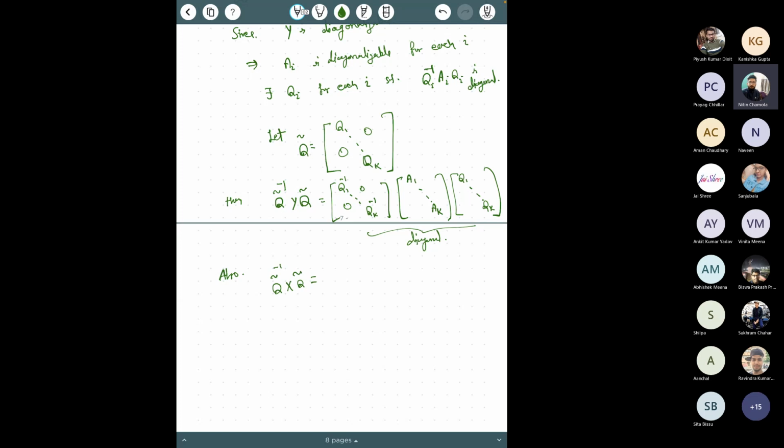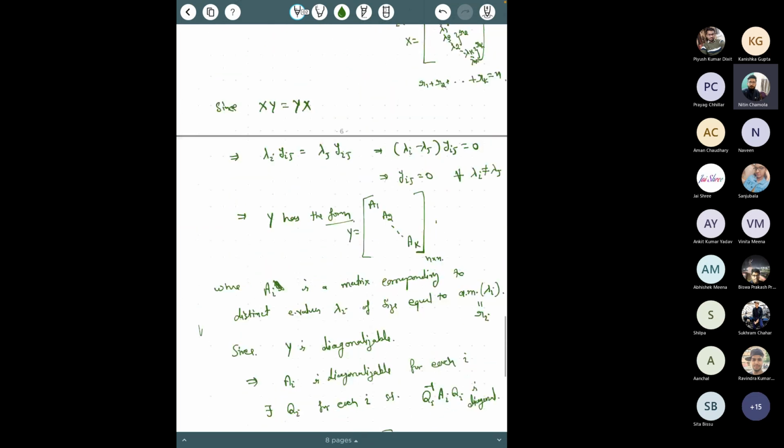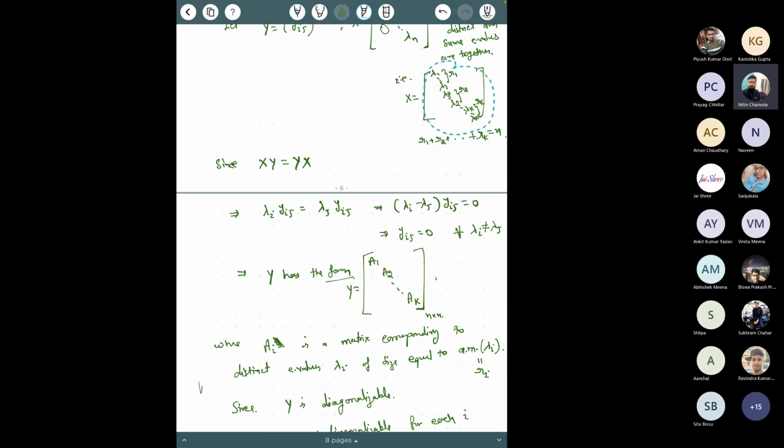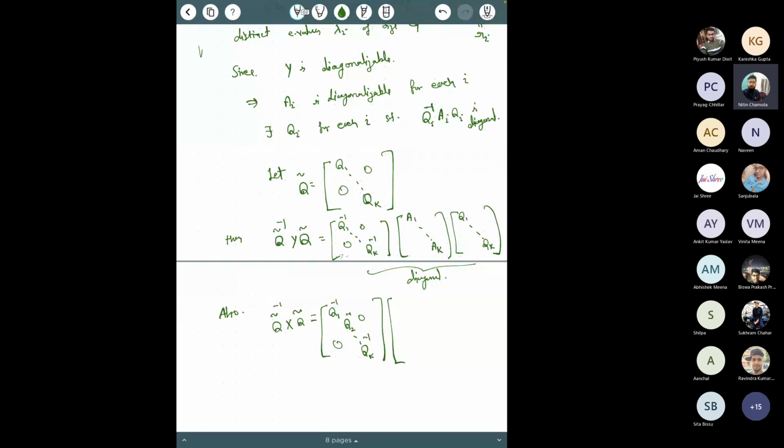What is this? So let us see. Q tilde inverse is Q1 inverse, Q2 inverse, and so on, Qk inverse. Now look at X. X is lambda 1 appearing r1 times, then lambda 2 appearing r2 times, and so on, lambda k appearing rk times. So basically here is a block, and here is a block, and then here is a block, and so on. So here Q1 to Qk.